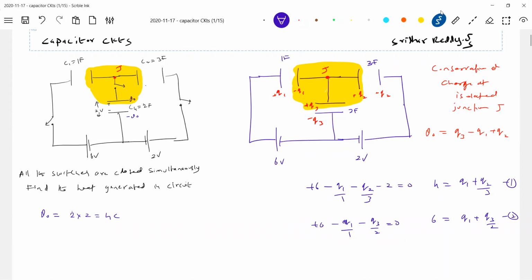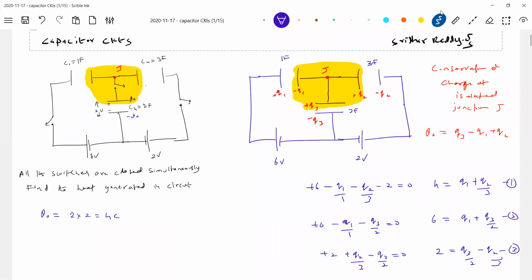One more we needed. So plus 2 plus Q2 by 3 minus Q3 by 2 equal to 0. So this should be 2 equal to Q3 by 2 minus Q2 by 3. Solving 1, 2, 3, we'll get the thing.